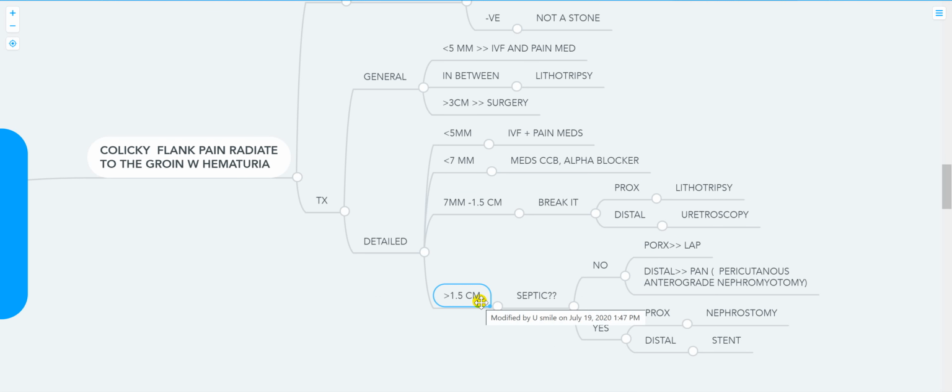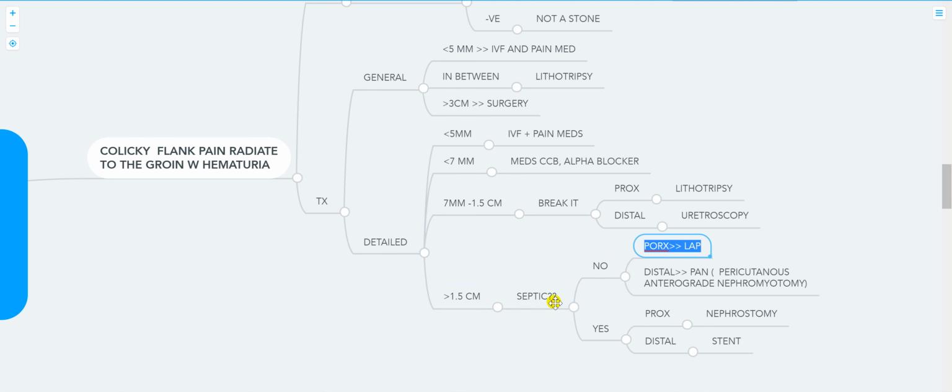If it's more than 1.5, look at whether it's septic. If it's not septic, proximal, laparoscopy. If it's not septic, distal, percutaneous anterograde nephrolithotomy. If it's septic and proximal, nephrostomy. If it's septic and distal, stent. And this is the management of a stone.